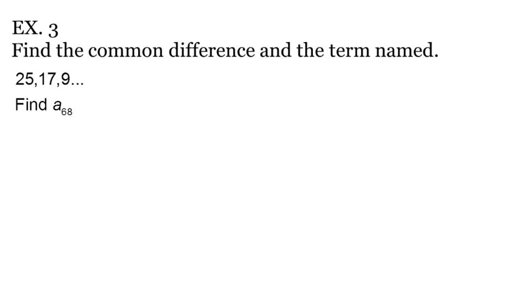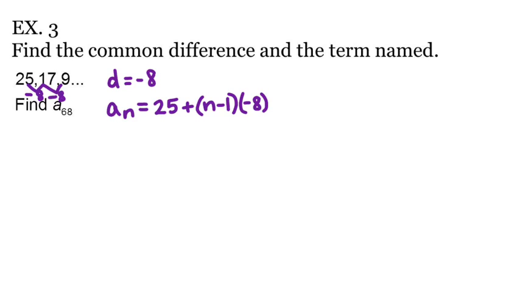Okay, so in example 3, it says to find the common difference and the 68th term. So we need to figure out the pattern here, what we are adding or subtracting each time. So 25 minus 8 is 17, and 17 minus 8 is 9. So my common difference is negative 8. So I'm going to use that and the first term to write the equation for the explicit formula. So a sub n would equal 25, which is the first term in the sequence, plus n minus 1 times negative 8, which is the common difference.